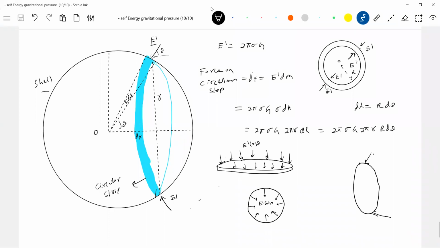Go back to the ring and the rod interaction. So therefore, is it E dash dm or E dash cos theta? E dash cos theta. Agreed, all of you? This is the mistake students usually make here, because they don't draw diagrams. Until you draw the diagram here, it is not possible. What is this? This is a circular strip, the blue colored one.